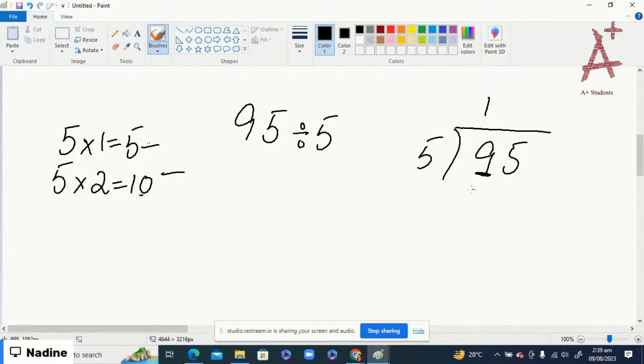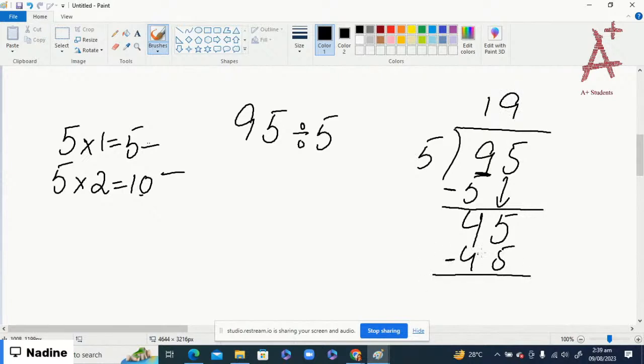So here 5 times 1 is 5. Now what we do here, we just need to subtract it, 9 over 5. So 9 minus 5, what's the answer? That is 4. We are putting down this 5. Now tell me, 5 times which number is 45? Think about it and then tell me. This is so easy. Okay, 5 times 9 is 45. Here again, subtraction, that is 0. And this 19 is your answer. I hope you guys are clear.